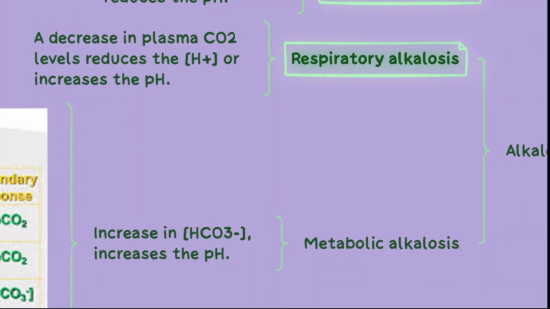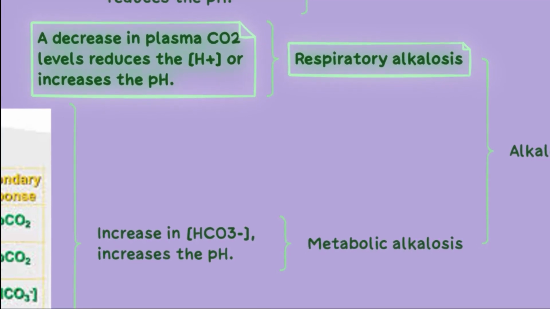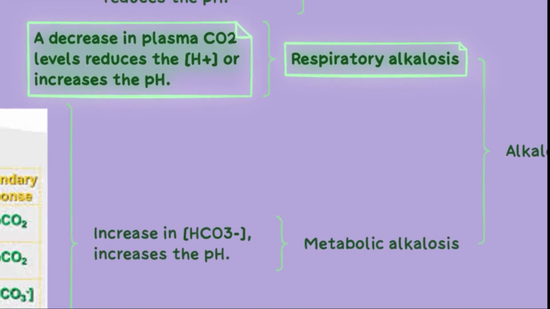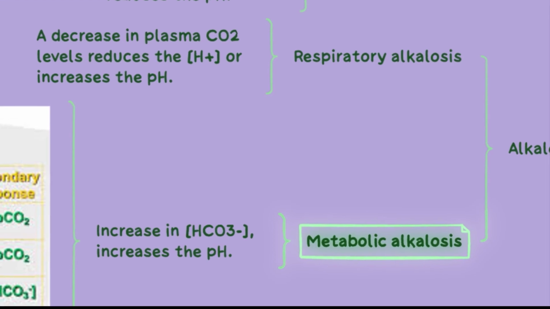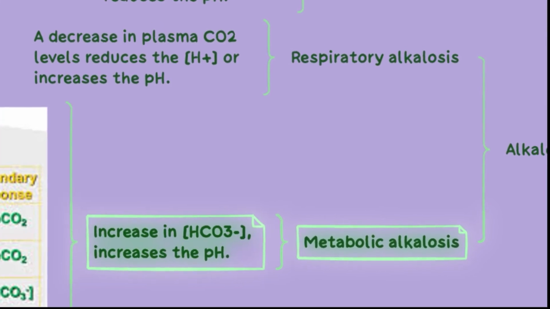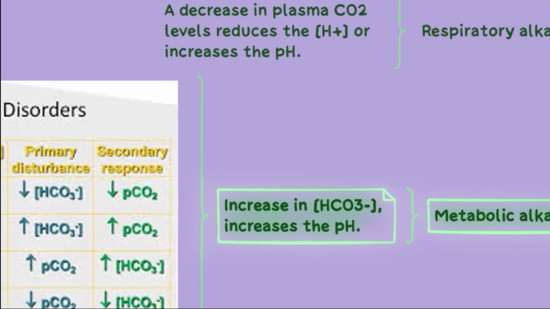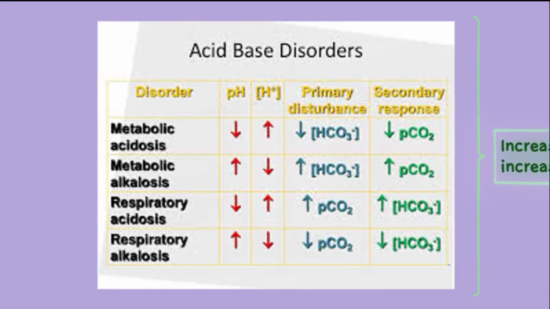Respiratory alkalosis occurs when there is a decrease in the levels of carbon dioxide in the blood, resulting in a decrease in plasma hydrogen ion concentration or an increase in pH. Metabolic alkalosis occurs when there is an increase in the levels of bicarbonate ions in the blood, leading to an increase in pH. These acid-base imbalances can have various causes and can affect the body's normal physiological functions.